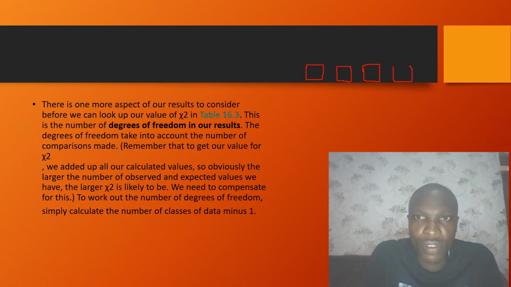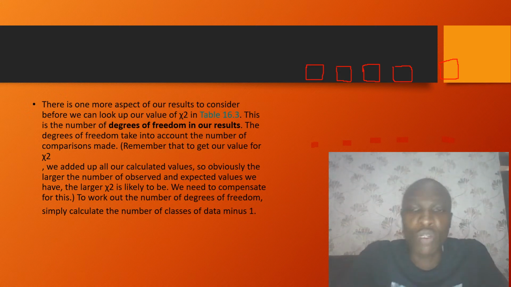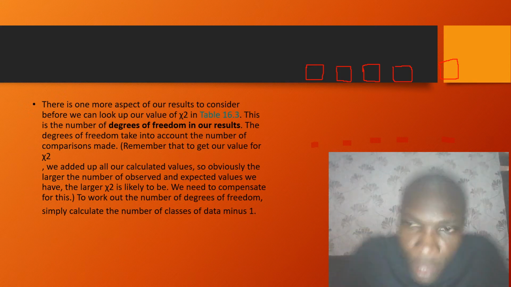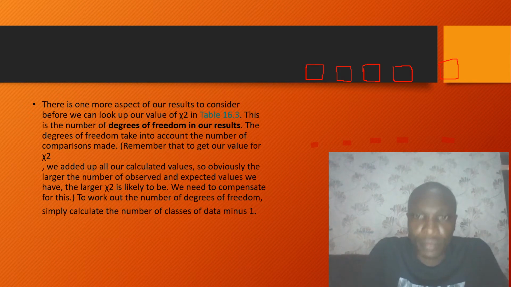So let's say that those are 4. This is 5. These are 5 chairs, and we have 5 people. Let's say we have 5 people: 1, 2, 3, 4, 5. So we want to establish what is the degree of freedom of these 5 people with the 5 chairs. So let's work it out together.